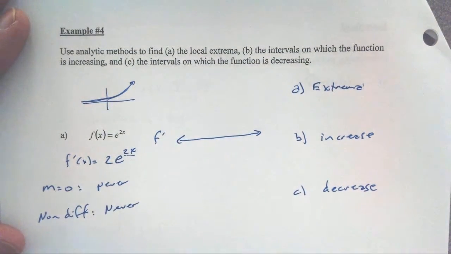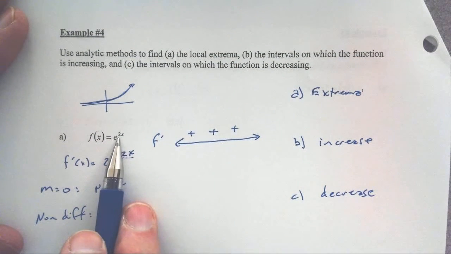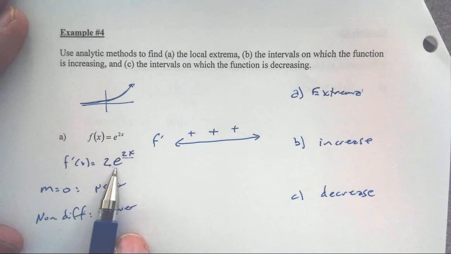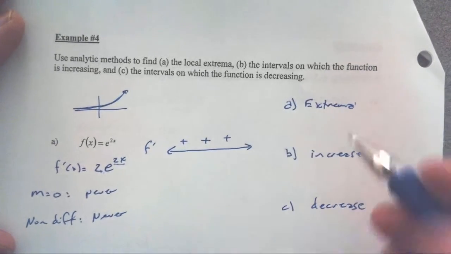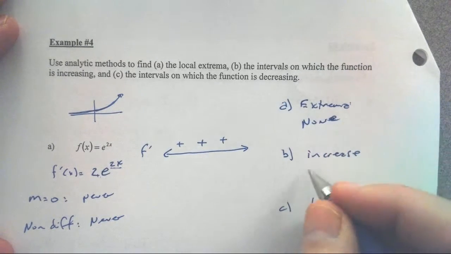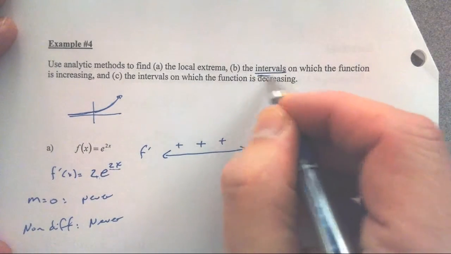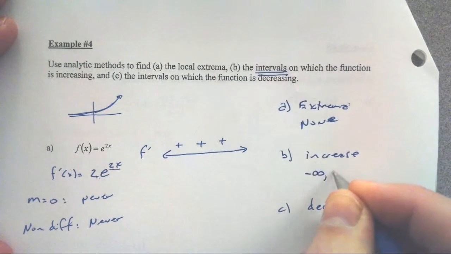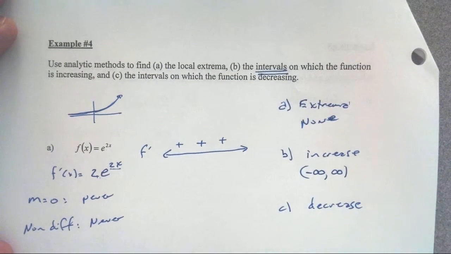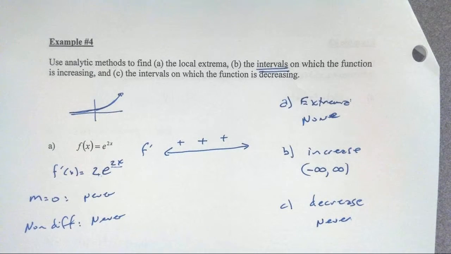Our graph of f prime is always positive. In other words, any value I put into here, I get positive values. So the slope is always positive. Therefore, we have none. It's increasing. Well, how do we state it's increasing? All real numbers? No. As an interval, negative infinity to infinity. When is the function decreasing? Never.